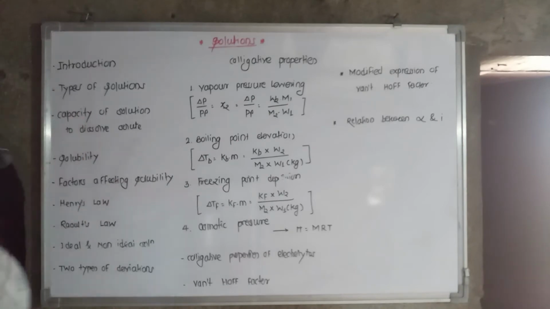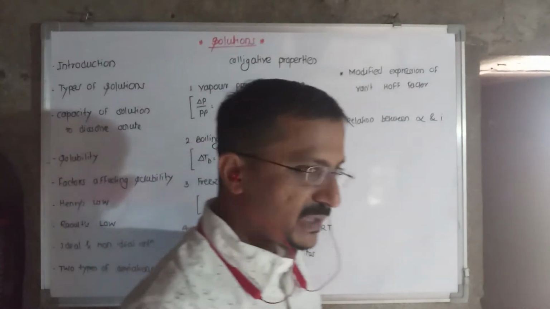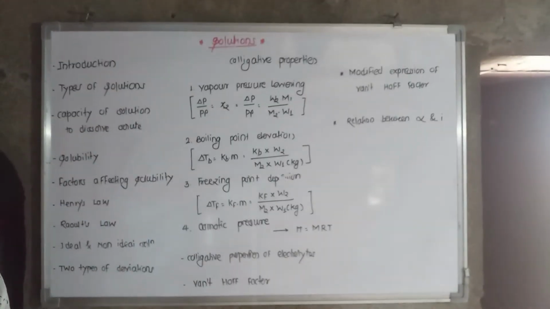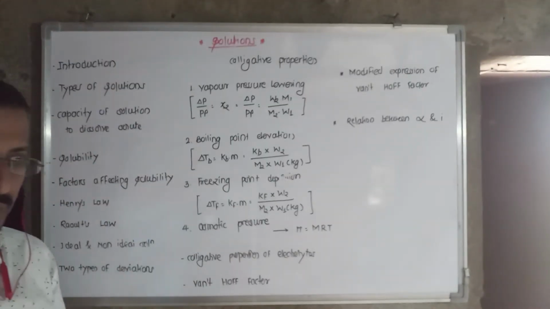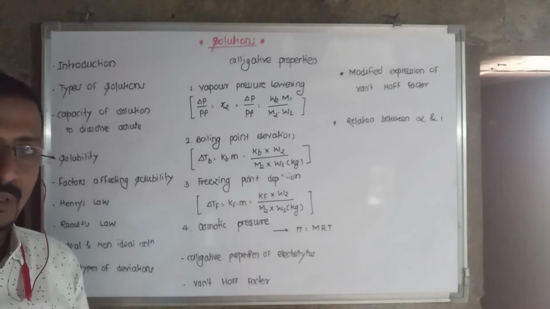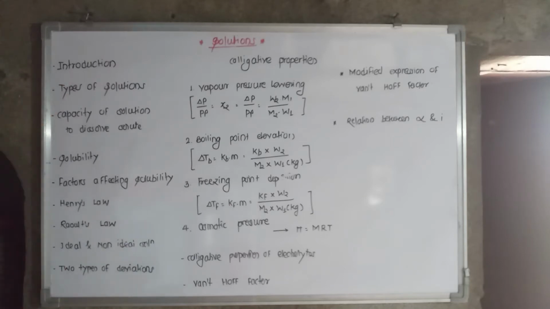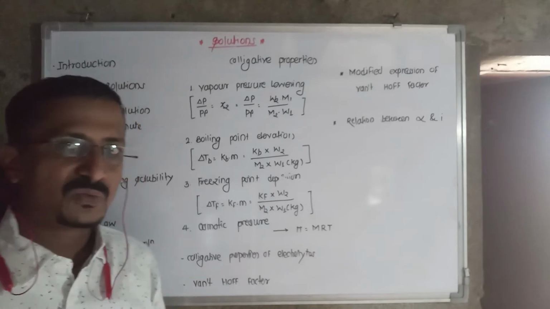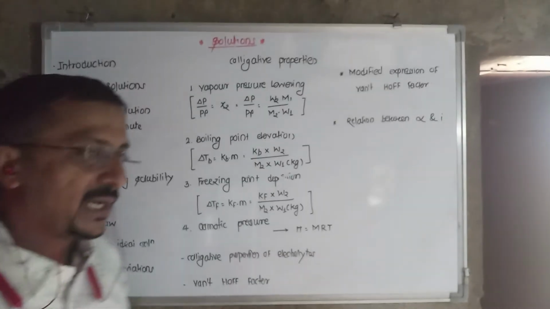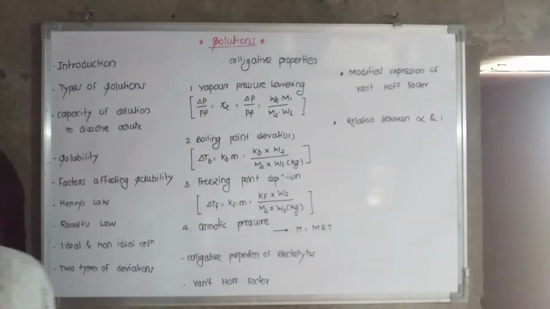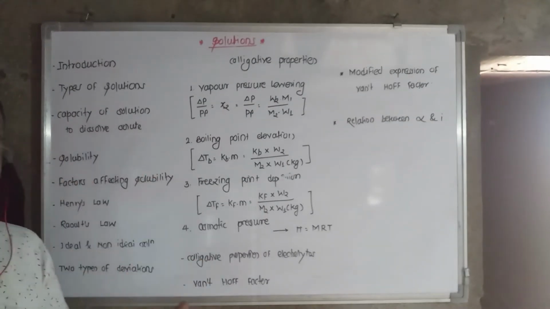Then we see the types of solutions. Depending upon which factor is more and less, we classify the solutions into 9 types, by changing solute and solvent. So there are 9 types of solutions and their examples. Then the capacity of a solution to dissolve solute. In this case, we studied how much amount of solute a given solution can accommodate to form a saturated solution.